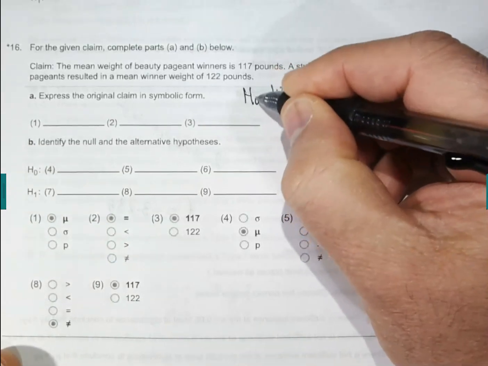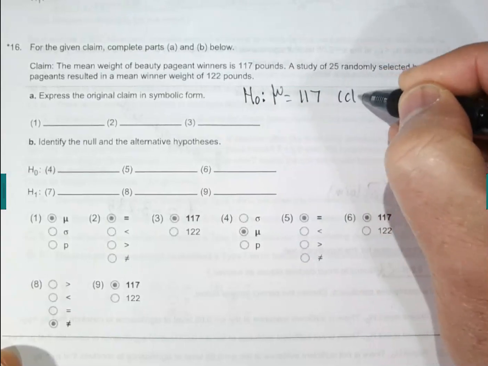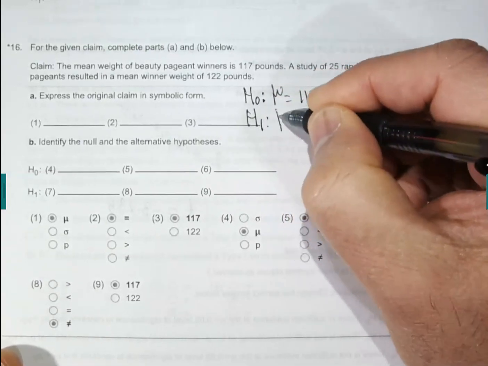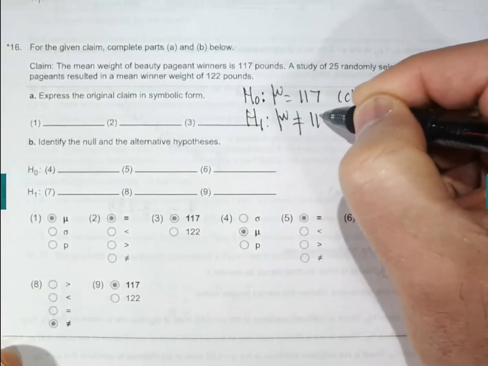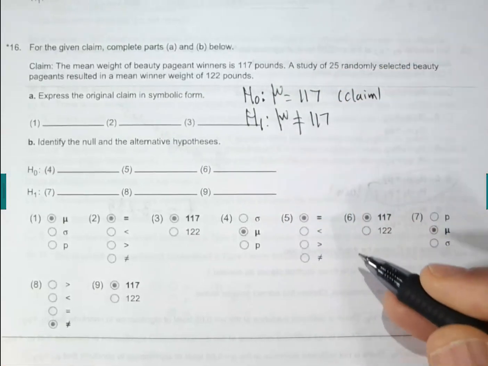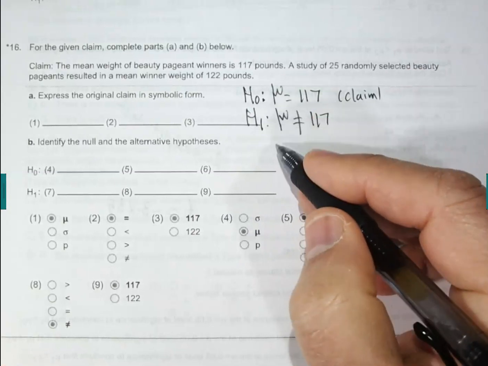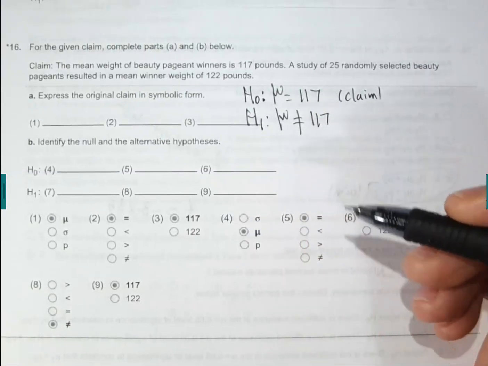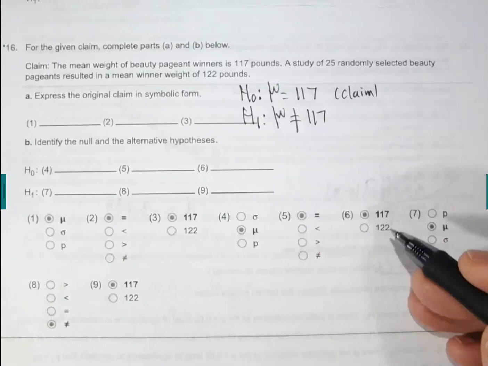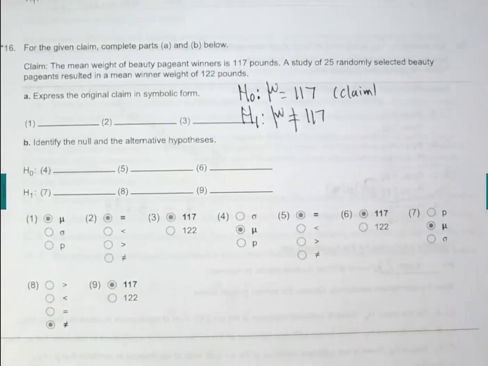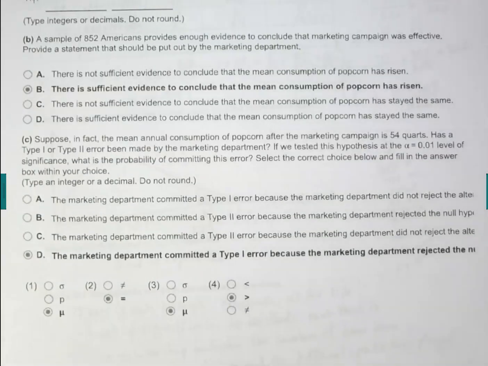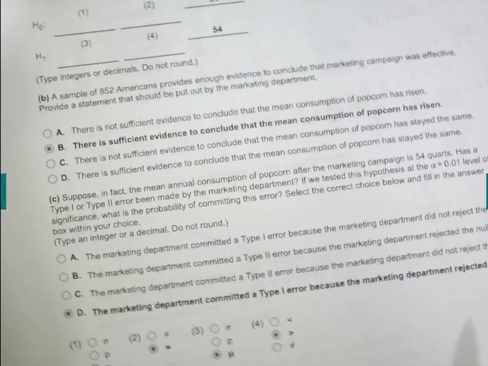That should be your null hypothesis. This is where the claim is. And H1, guys, will be what? Mean not equal to 117. So this is how you identify the null and the alternative hypothesis. And that's it. That's all. That's the question. That's 16. 17. I believe that's the last one.